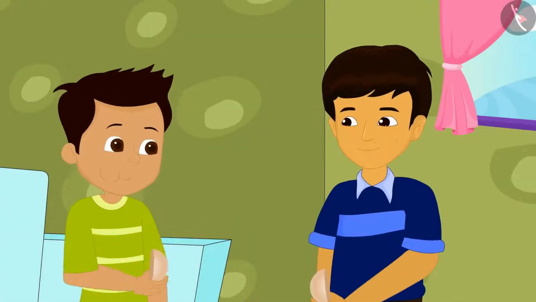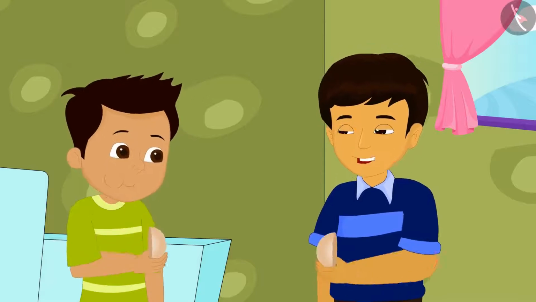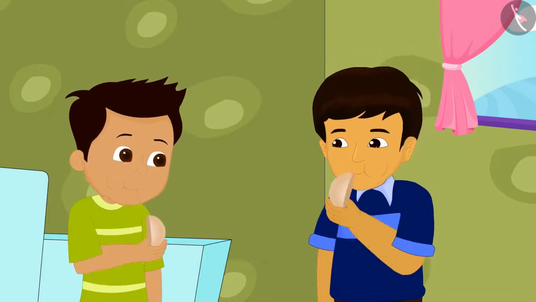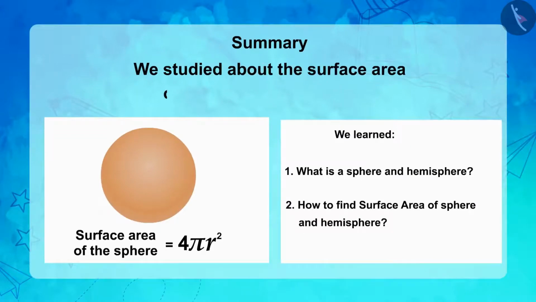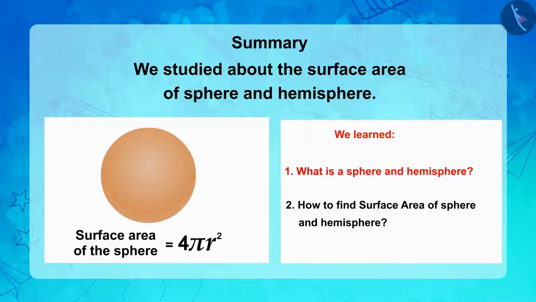The two friends enjoyed eating the sweet by dividing the spherical sweet into halves. In this video, we studied about the surface area of sphere and hemisphere. We learned 1. What is a sphere and hemisphere? 2. How to find surface area of sphere and hemisphere. In the next video, we will see some interesting examples based on this.